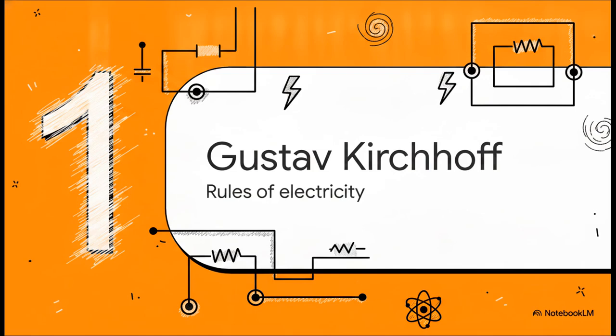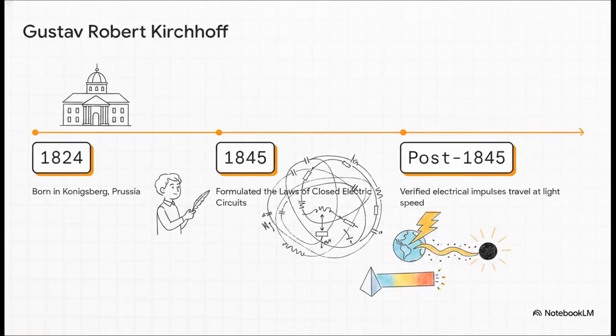Section 1. The brilliant Gustav Kirchhoff and formulating the rules of electricity. Gustav Robert Kirchhoff was a German physicist born way back in 1824 in Prussia. His early research was laser-focused on electrical conduction, and that exact work led him to formulate the laws of closed electric circuits in 1845. Now pause and do the math there for a second. Born in 24, formulated the laws in 45, that means he completely revolutionized our understanding of electrical engineering when he was just 21 years old.